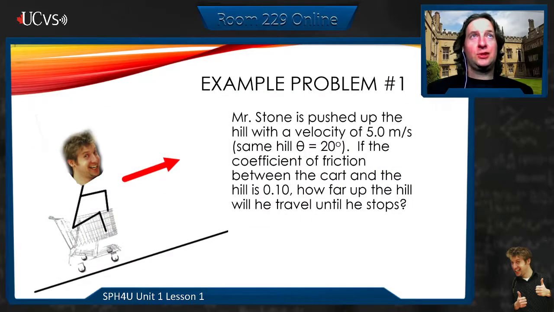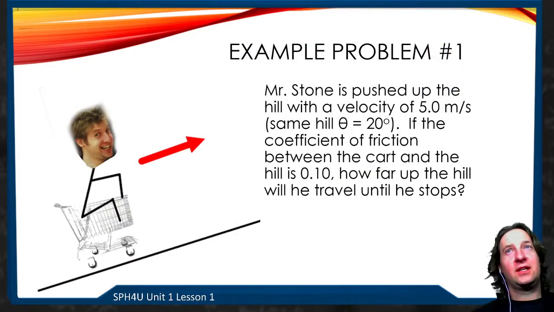All right, so let's do one more problem. Say we're going to do a little bit opposite now. I'm going to be pushed up the hill now. And I'm going to be pushed and pushed and pushed. I'm going to get to 5 meters a second, and then whoever's pushing me is going to stop. Okay, so I have initial speed of 5 meters a second on this same 20-degree hill.